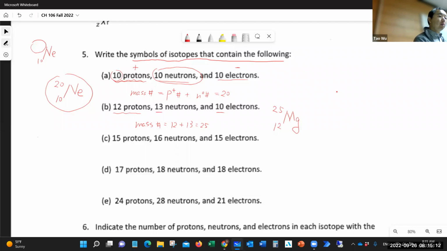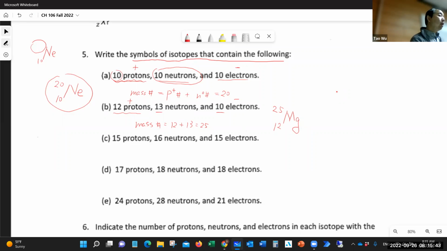And then the last part: do we have any charge? Again, the protons give a 12 positive charge. The electrons number 10, so we have a 10 negative charge. 12 positive charge, 10 negative charge. So is it overall positive or negative? We have more positive charge, right? So overall, we're going to have a positive charge.